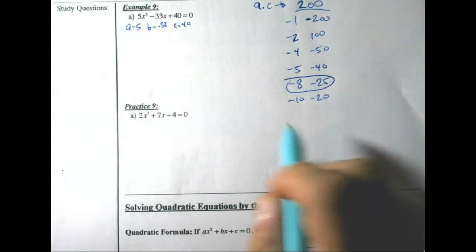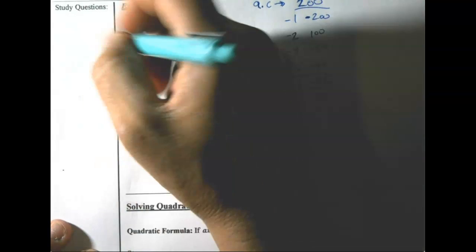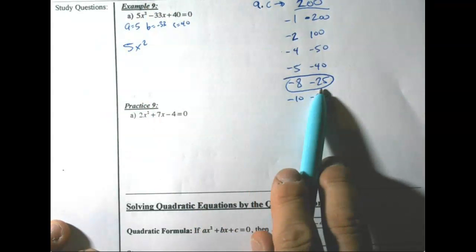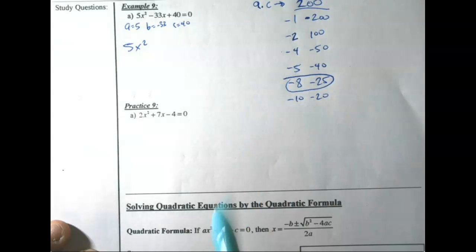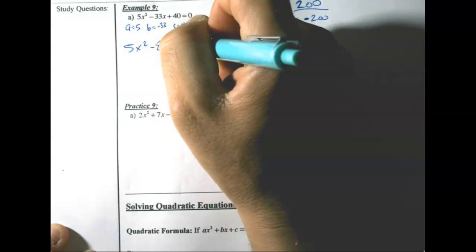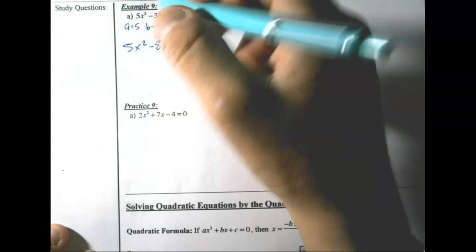So the next step would be substitute. Rewrite the original equation, but substitute for the middle term, right? The two new terms, which are going to be negative 8x and negative 25x. So I'm getting rid of the minus 33x, and I'm replacing it with the two factors I came up with.